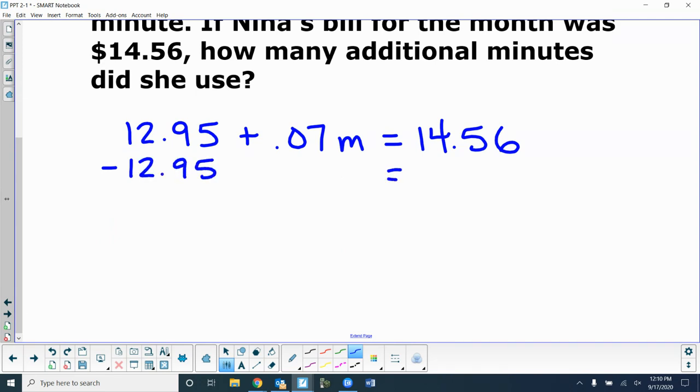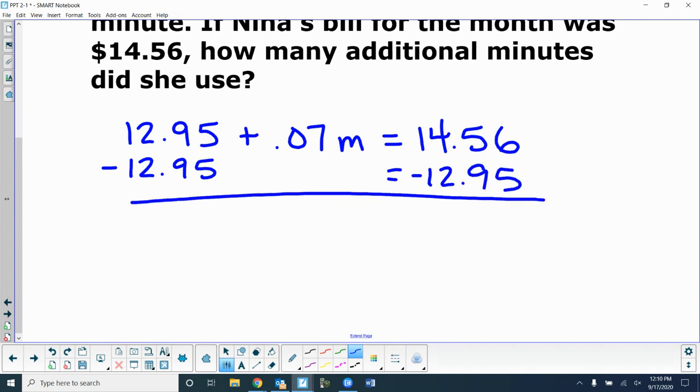And again, I know some of you could maybe just do all that in your head, but we're just practicing writing equations and solving them right now. So make sure you write it. What is that? Isn't it like $1.61? Yeah.